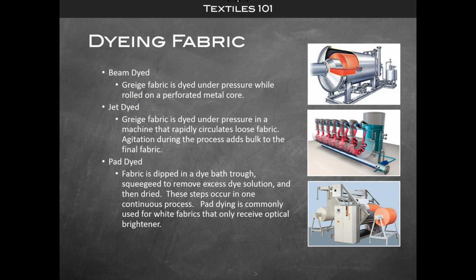The fabric stays on the beam and it is dyed throughout. The second method of dyeing fabric here is jet dyeing. Jet dyeing takes gray fabric. It's also dyed under pressure, but the method is different. The fabric is circulated throughout the machine. It's kind of more like a washing machine process. During this jet dye process, the fabric is agitated, so this adds bulk and usually some softness to the final fabric.